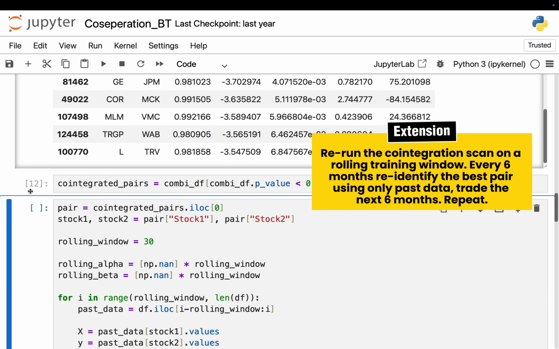Extension, walk forward selection. Rerun the co-integration scan on a rolling training window. Every 6 months, re-identify the best pair using only past data. Trade the next 6 months. This is walk forward analysis, the standard way to eliminate this bias.